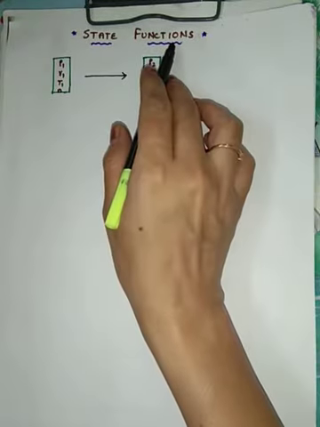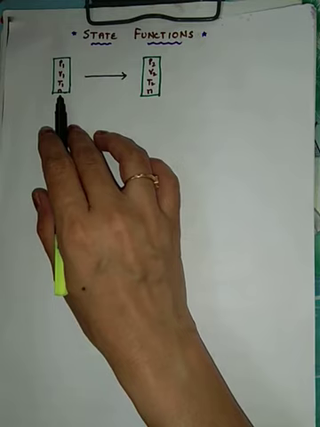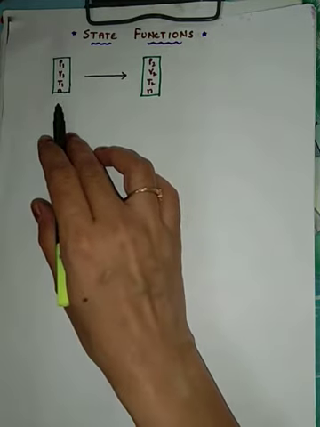Hello students, we continue with chemical thermodynamics. In our previous video, we saw certain basic terms used in thermodynamics. Today, we will see what we mean by state functions and what we mean by path function. By state function, we mean any property which will define the state.